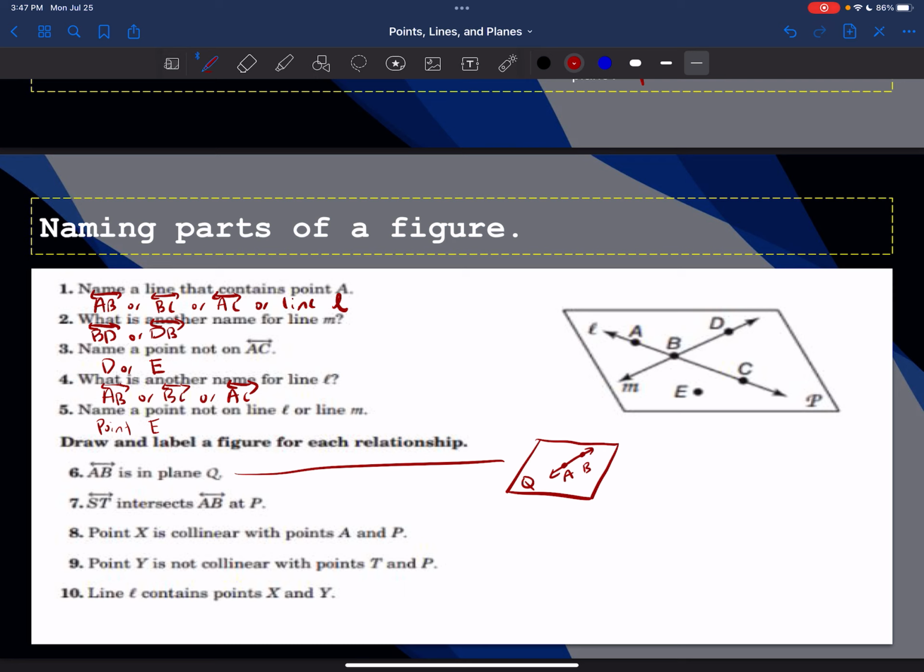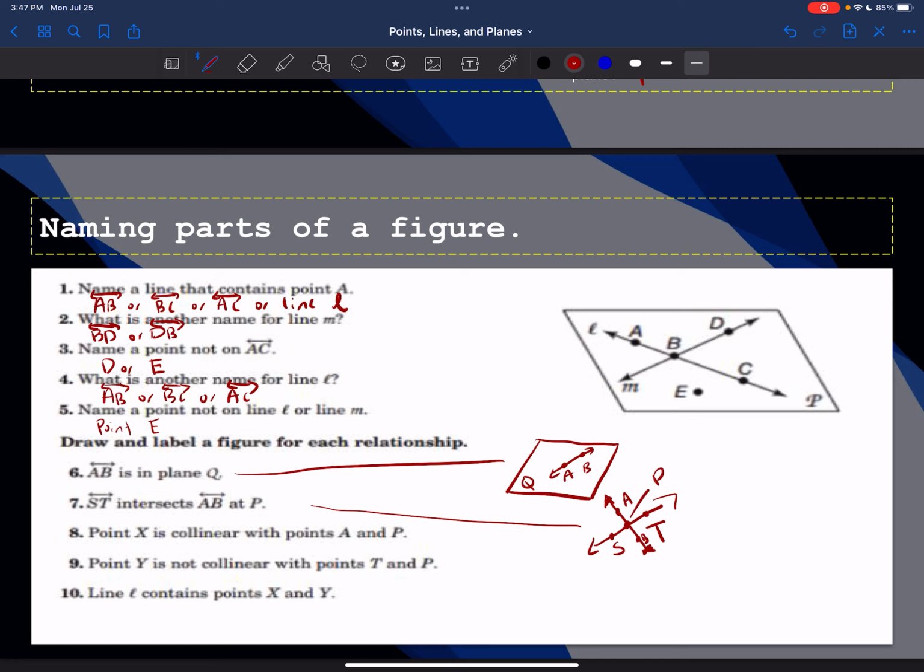Line ST intersects AB at P. So all I have to do is, since I'm dealing with 2 lines and they intersect at a point P, well, here's line ST, and here's another line. It has to intersect, which means that it meets at a common point. So we can call this AB, and it meets at this particular point P.